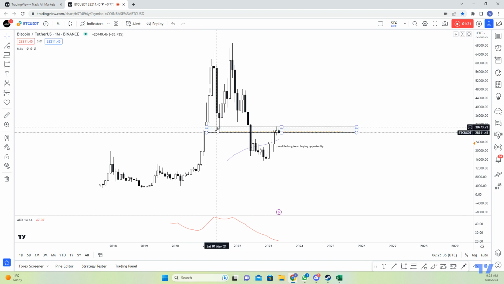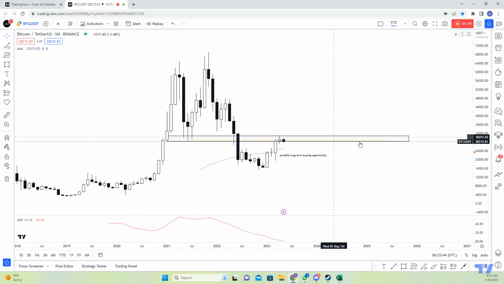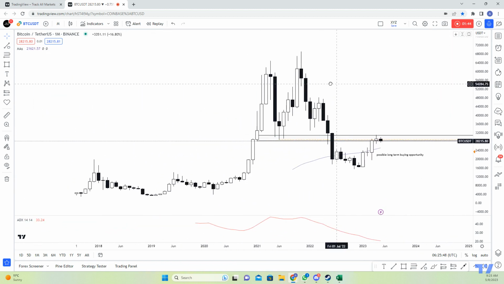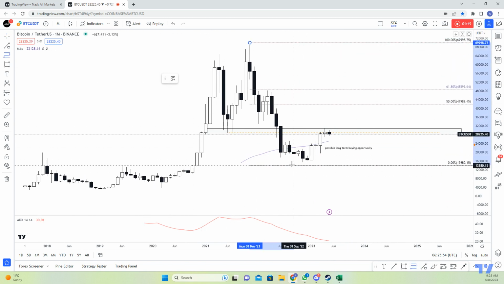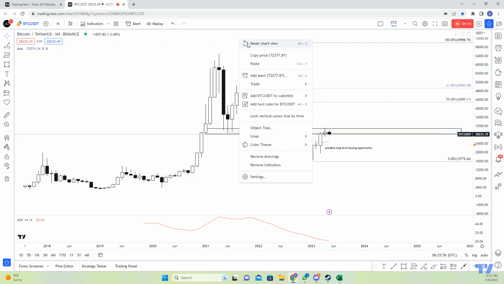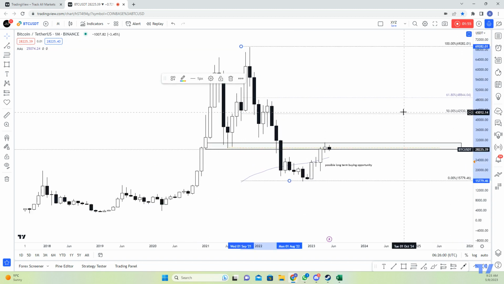So you have 1, 2, 3, 4, 5, 6, 7, 8, right? So you have eight key points where the price rejected. Now, another way to do this is you draw a Fibonacci from the swing high to swing low, and you can see that we still have a lot of room to midpoint.